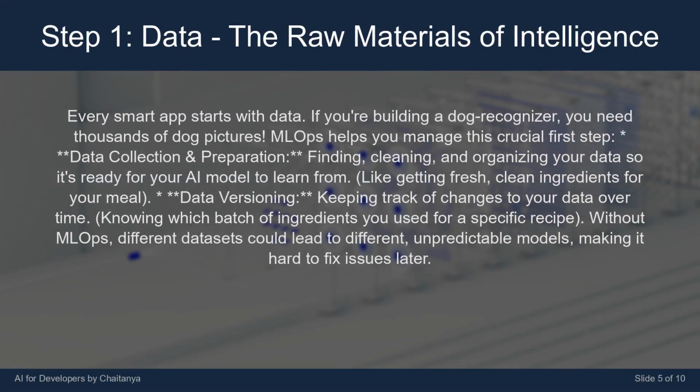Every smart app starts with data. If you're building a dog recognizer, you need thousands of dog pictures. MLOps helps you manage this crucial first step: data collection and preparation, finding, cleaning, and organizing your data so it's ready for your AI model to learn from. Like getting fresh, clean ingredients for your meal. Data versioning, keeping track of changes to your data over time. Knowing which batch of ingredients you used for a specific recipe. Without MLOps, different datasets could lead to different, unpredictable models, making it hard to fix issues later.